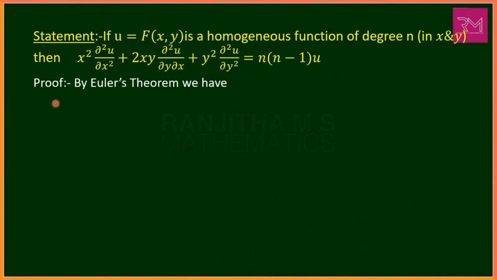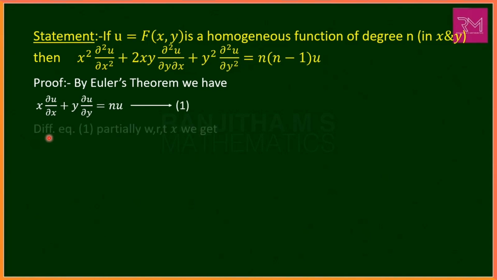So first consider, by Euler's theorem we have x into del u by del x plus y into del u by del y, which is equal to n into u. We already proved this equation. Here the left hand side of this statement has second order derivatives of u with respect to x and y. So this is Euler's theorem. Call this equation number 1.